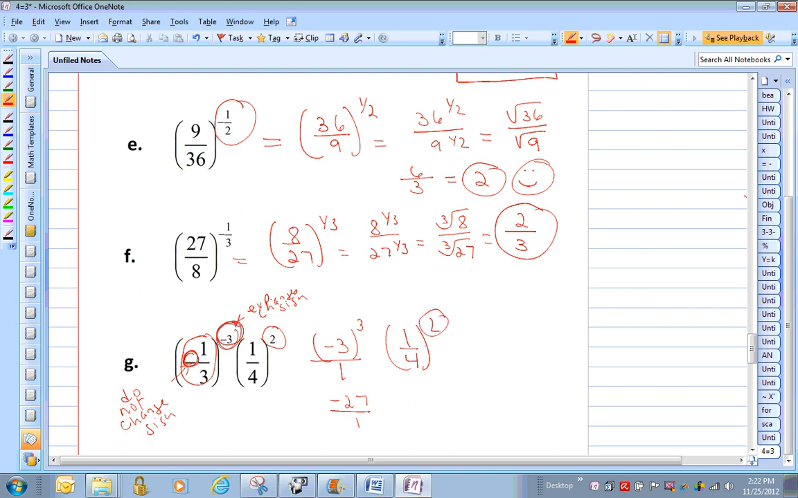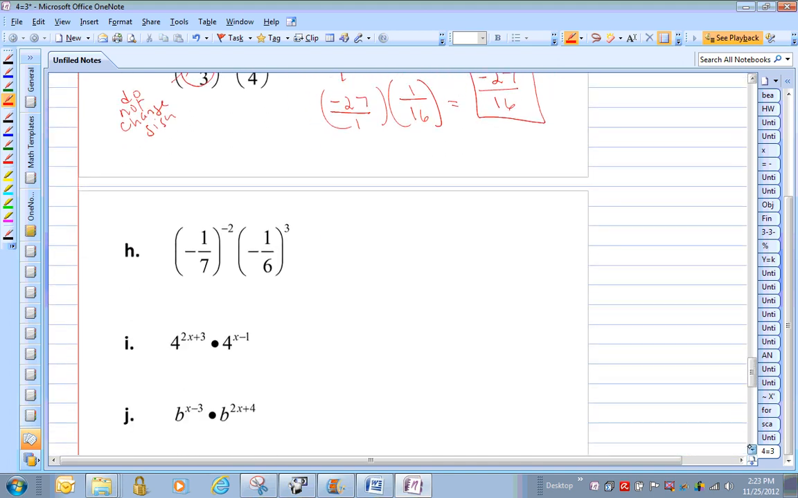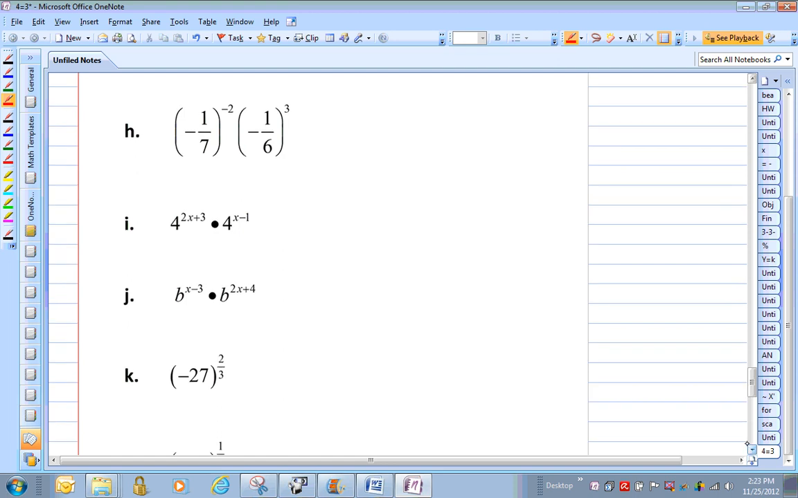This 2 applies to the top and the bottom. So this is like 1 squared, which is 1, and 4 squared, which would be 16. And you would multiply straight across. You would have negative 27 over positive 16, or negative 27 sixteenths. I don't believe we can reduce that, so I believe that would be our final answer. All right, let's move on. Just a little more to go.